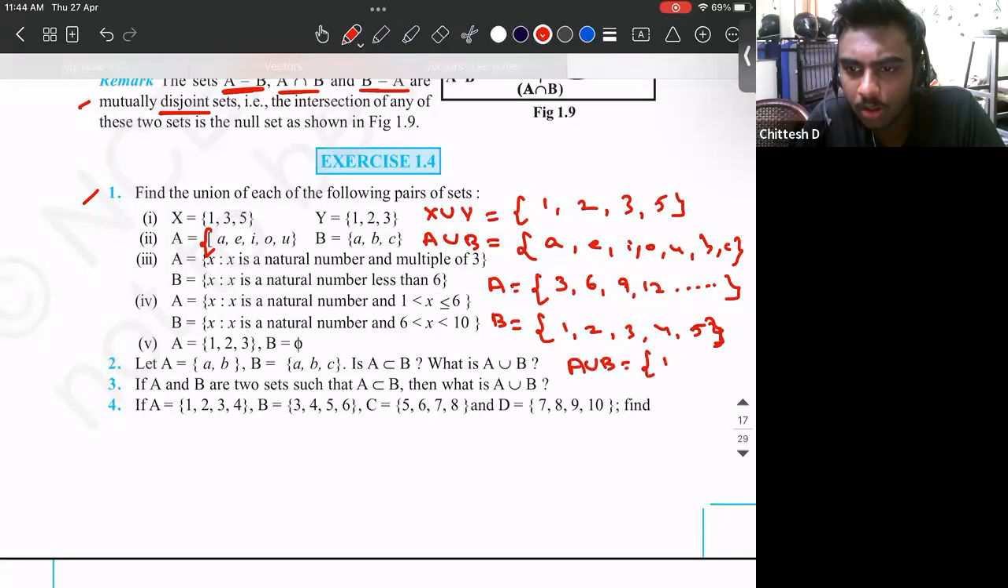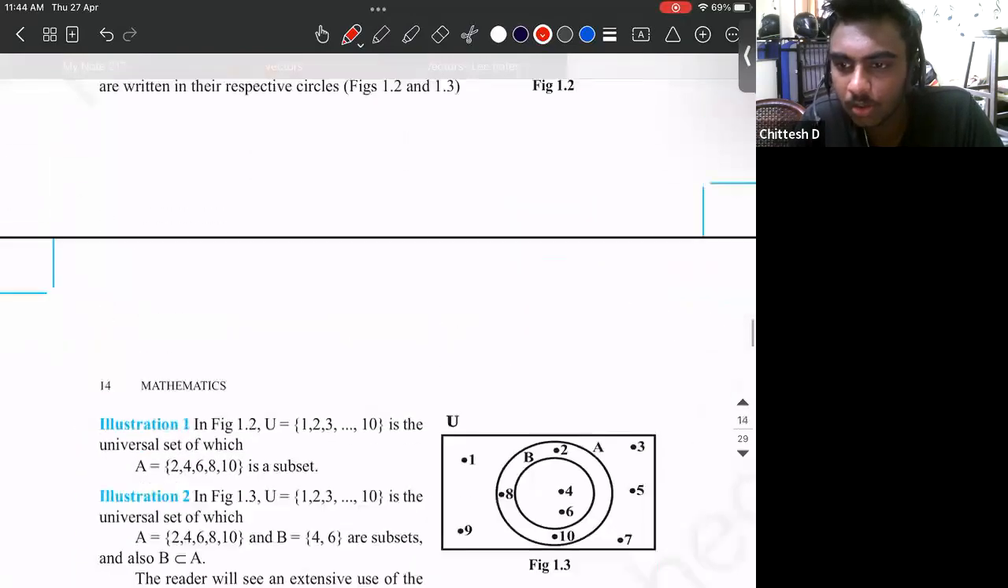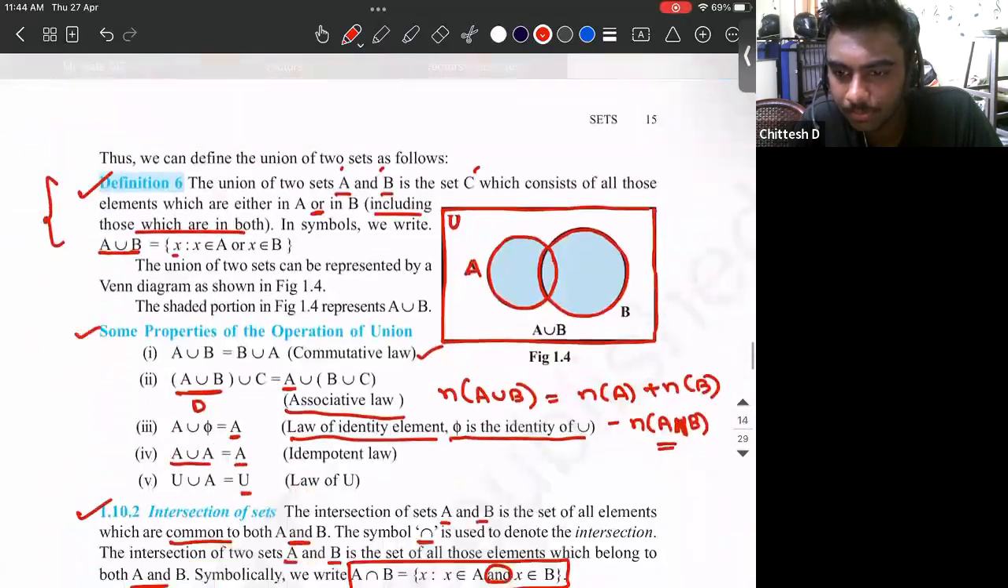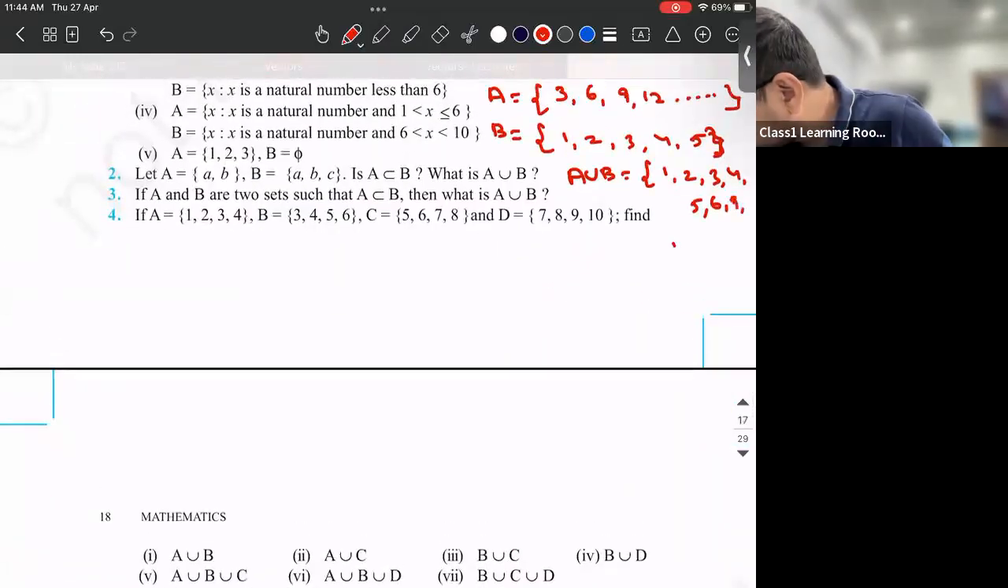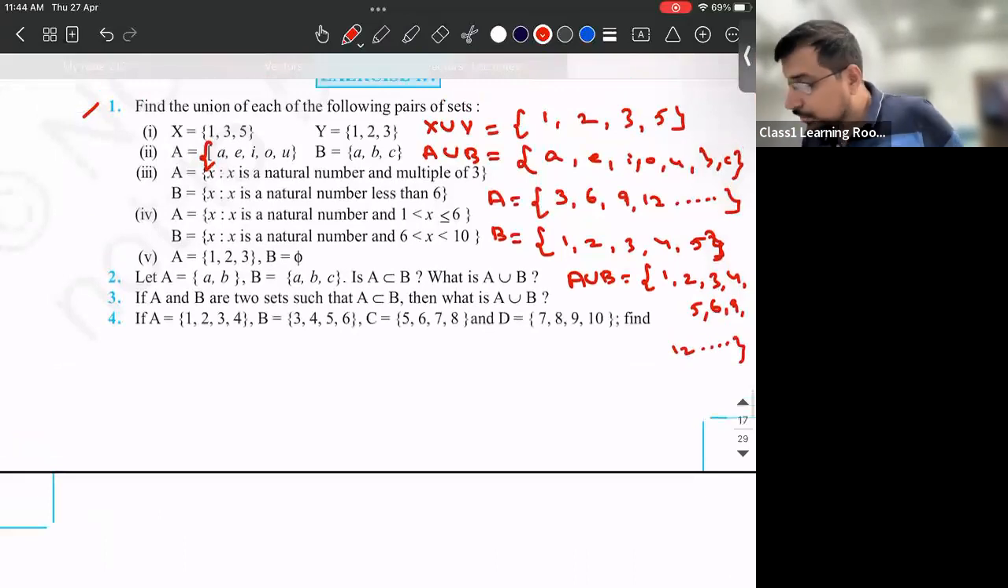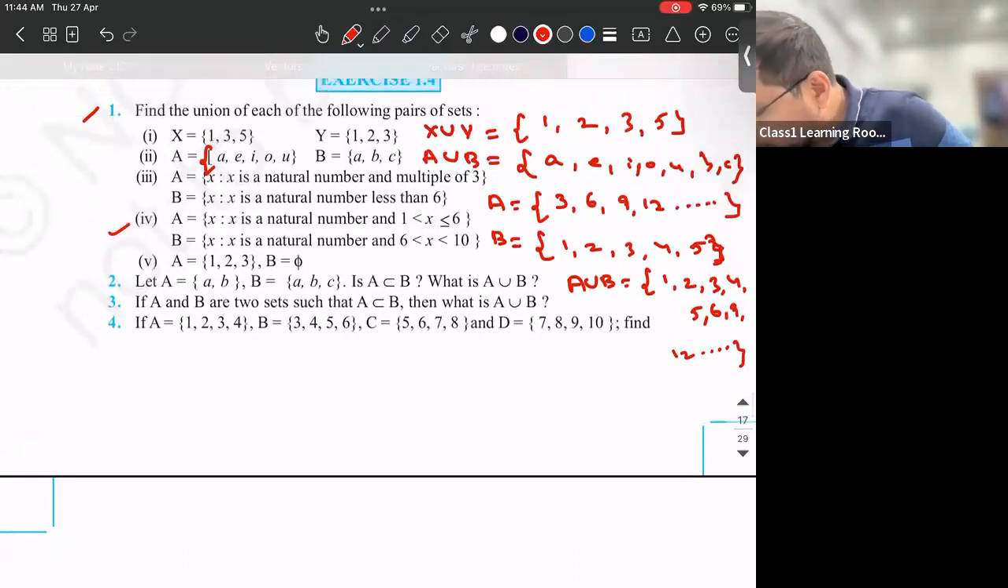1, 2, 3, 4, 5, and 6, 9, 12, and so on. That's right.